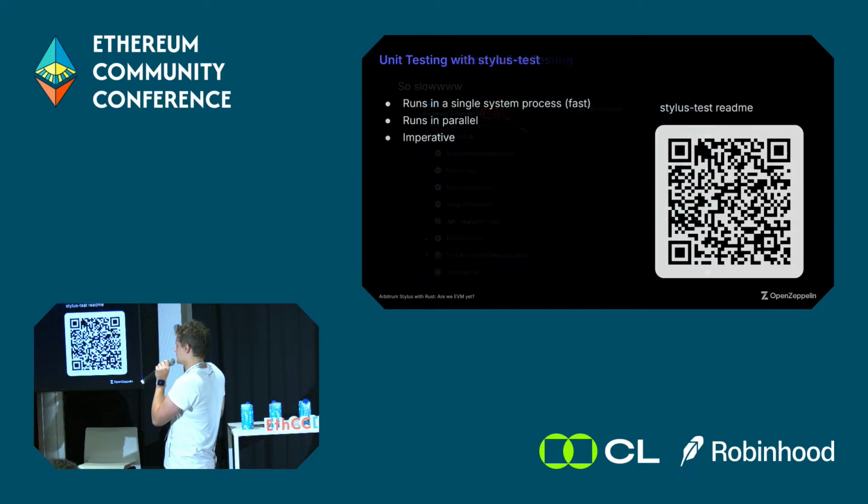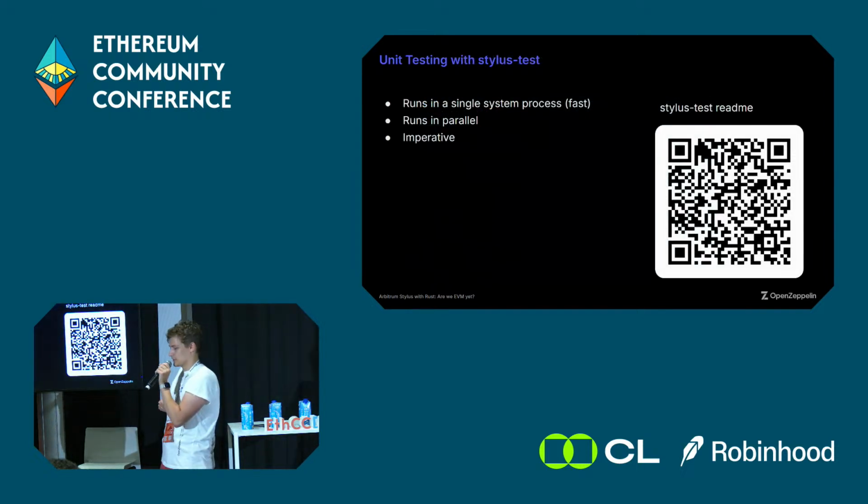And the thing that appeared: Offchain Labs, developer of the Stylus SDK, also created a test framework, which they call Stylus test. It's more imperative, so you should write what to mock, which functions you should mock. Of course it can run in parallel. It's a recent solution that recently appeared.